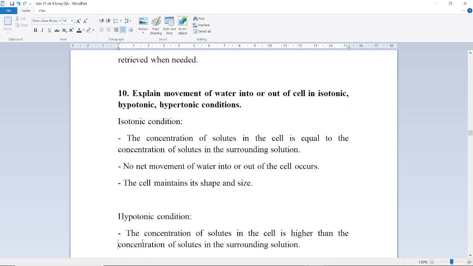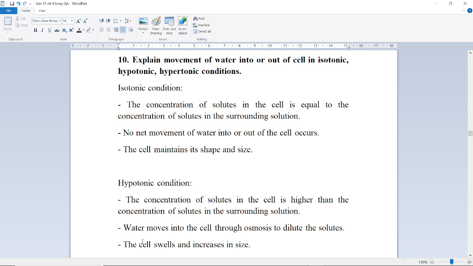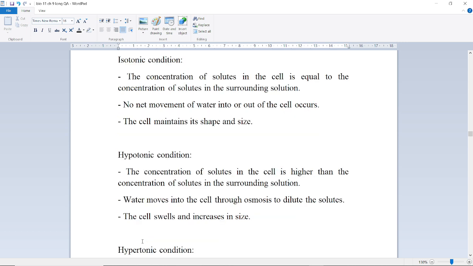Next question is: explain movement of water into or out of a cell in isotonic, hypotonic and hypertonic concentrations. First of all, isotonic condition. The concentration of fluids in the cell is equal to the concentration of fluid in the surrounding solution. No net movement of water into or out of the cell occurs. The cell maintains its shape and size.